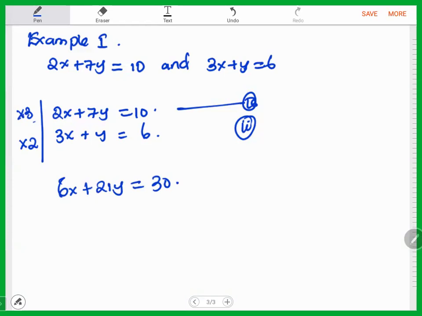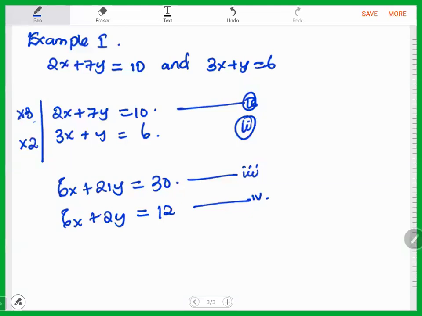The same happens to the second one. 2 times 3x gives us 6x, 2 times y is plus 2y, 2 times 6 is 12. That turns out to be equation 3, and this is equation 4. When you check equations 3 and 4, they have x sharing a coefficient, so we can eliminate it by subtracting, because when I subtract 6x from 6x, I ideally get a 0.